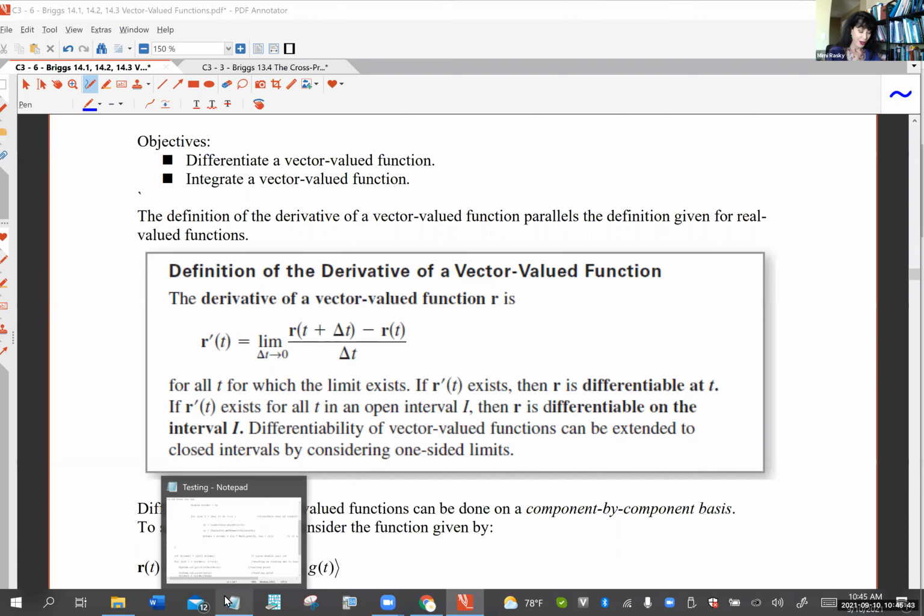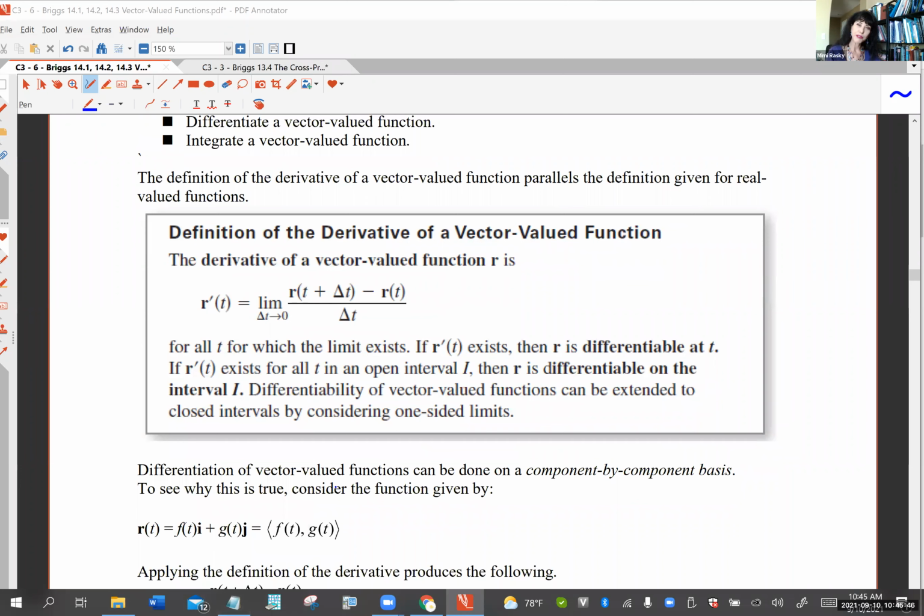Okay, let's do the definition of derivative for a vector valued function. And it does involve limits. That's why we cover limits first, because the definition involves a limit. The official definition of the r prime of t derivative involves taking a limit as delta t goes to 0 of r evaluated at t plus delta t minus r of t, over delta t, for all t for which the limit exists, okay? So if r prime really exists, you can say that r is differentiable, and that's fine.